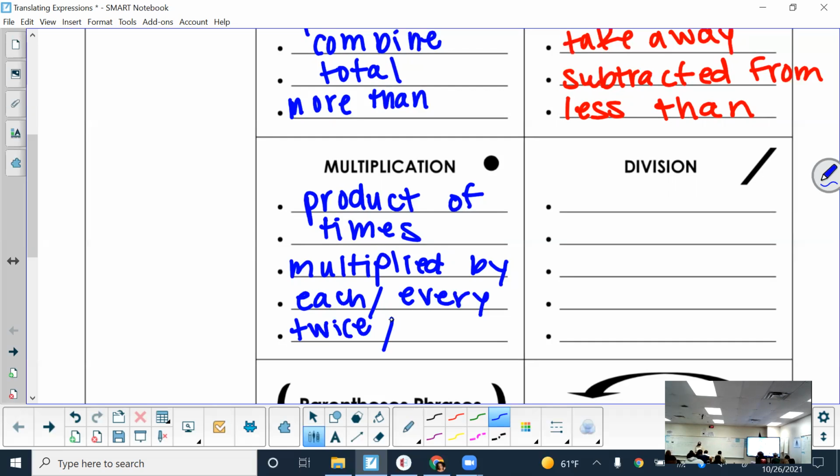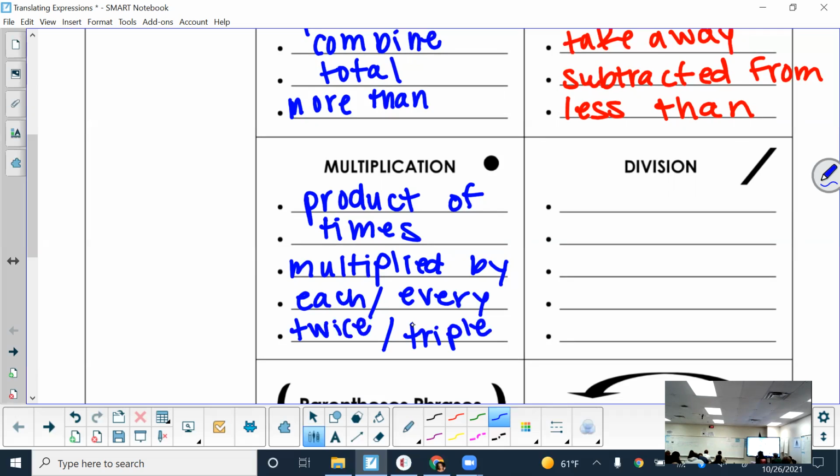And also things like triple. If I'm tripling a number, what am I multiplying it by? 3. So just things like that. Any questions?